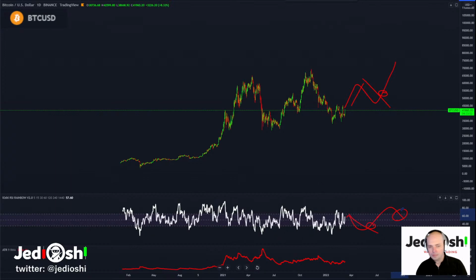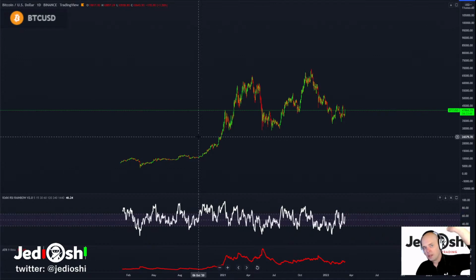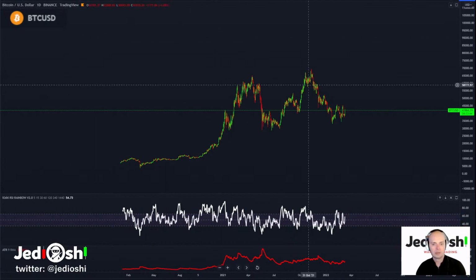Let's see. That was the daily. Let's go to the 4 hour. I want to show you guys. So basically it was monthly was red, green was below it. So daily is a green buy signal.